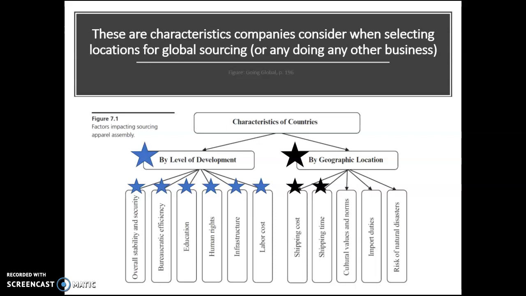Shipping time is very, very important as well. So how long does it take to get products across the ocean, for example? So if you have a very fashion-forward product, you're selling fashion goods, speed to market is really important to you. So you're going to be looking for a very fast shipping time.